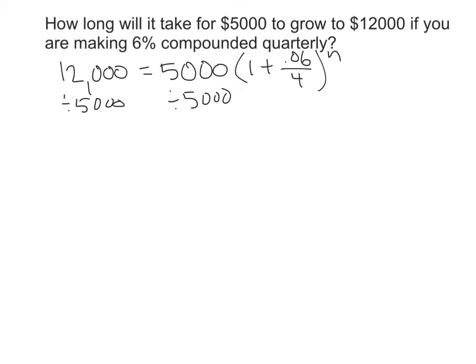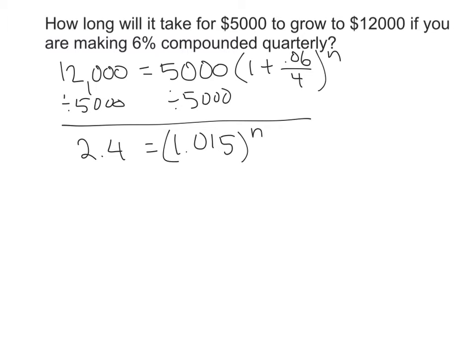What this does is give us 2.4 equals, and I'm going to calculate out the 0.06 over 4 and add it to 1. So it's going to give us 1.015 to some power. Now what we're going to do is guess some n's so that 1.015 raised to that power reaches or exceeds 2.4.